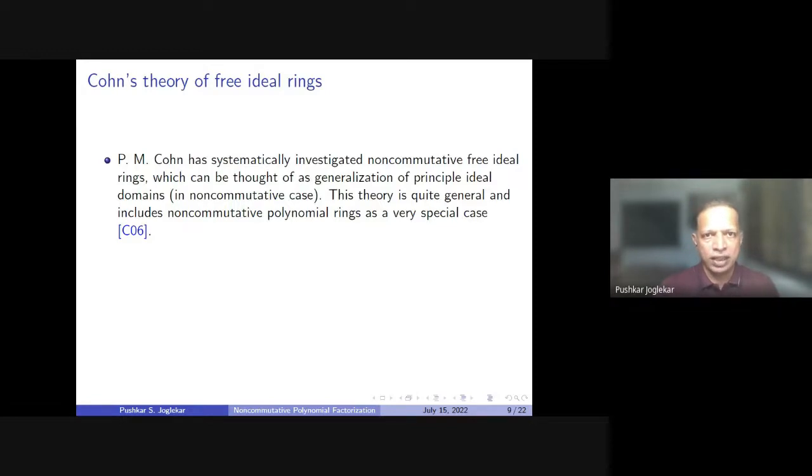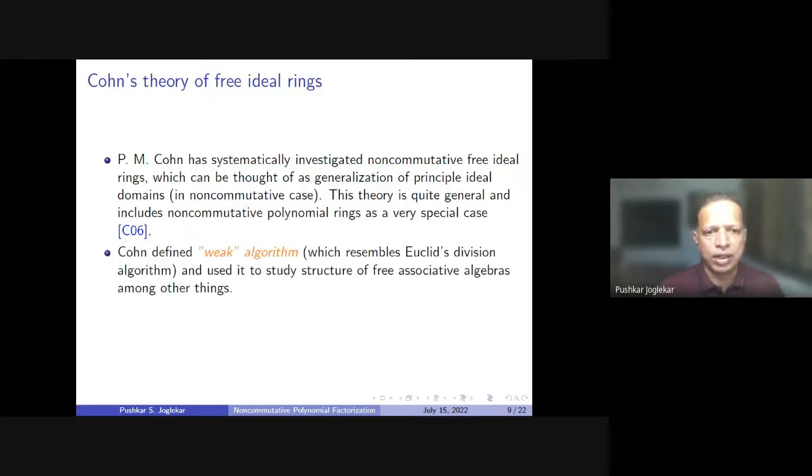Our work mainly relies on Cohn's theory of factorization. Cohn has systematically investigated the problem of factorization and, in general, the structure of free ideal rings. These rings can be thought of as a generalization of principal ideal domains to the non-commutative case. This theory is quite general and includes the non-commutative polynomial ring as a special case.